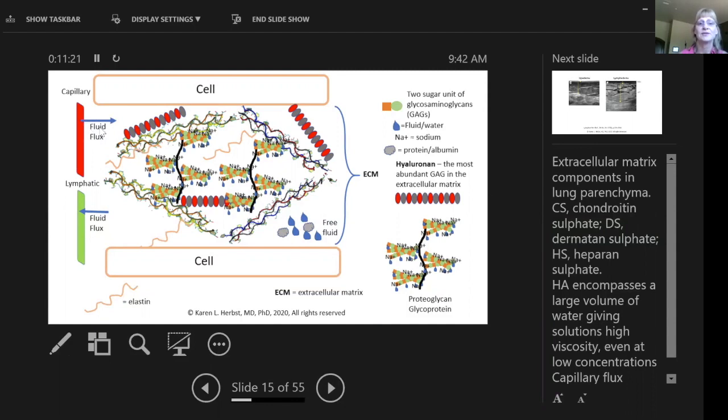So fluid in the tissue exists either bound up to these glycosaminoglycans or as free fluid. Fluid enters this tissue from the capillaries and it has to leave through the lymphatic vessels. If we knock out the lymphatic vessels, then fluid will accumulate here, bound to glycosaminoglycans, but also as free fluid. In lipedema, we know that the lymphatic vessels are functioning. Therefore, the fluid in lipedema accumulates here, bound to glycosaminoglycans.